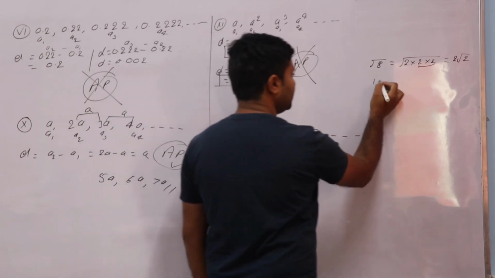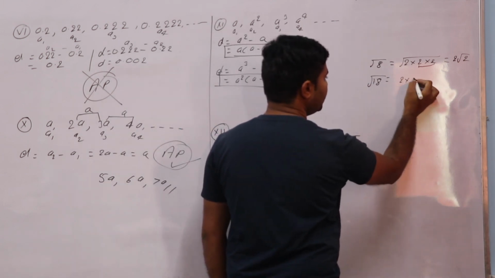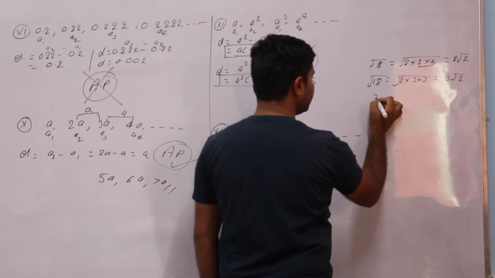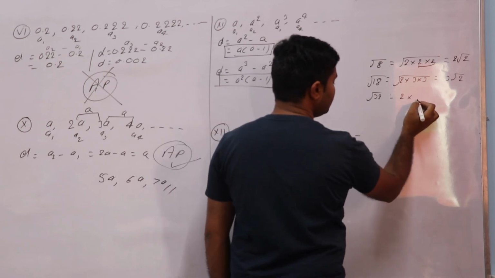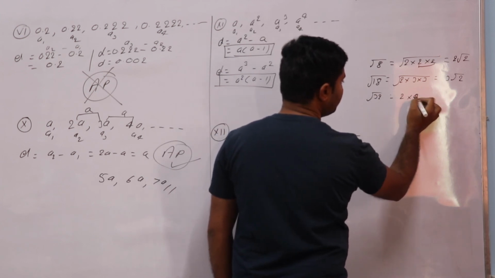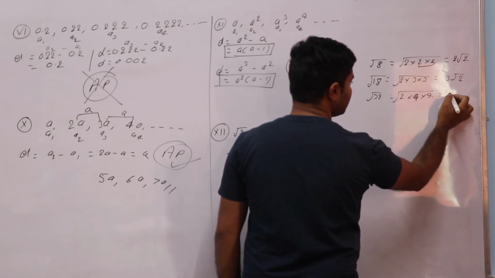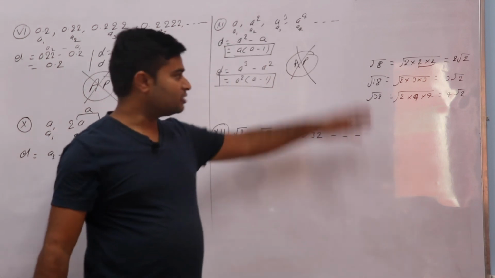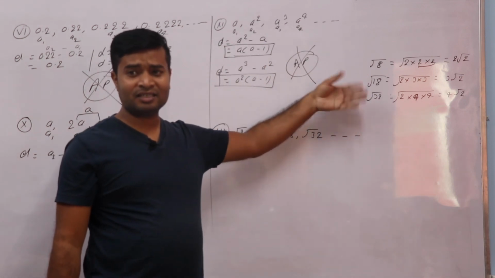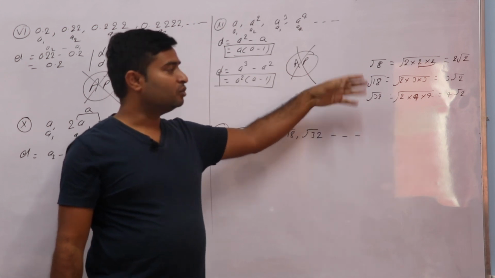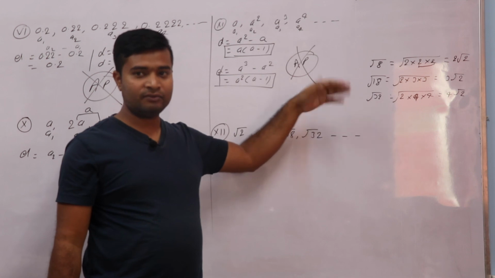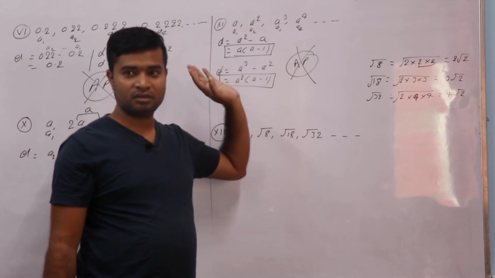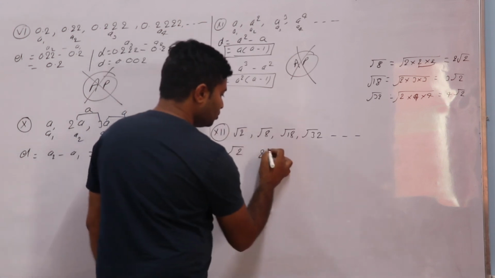Next is root 18. So 2 into 3 into 3 means 3 root 2. Next is root 32, which means 2 into 4 into 4. So 4 root 2. Getting? You should remember all these things. No need to think next time. If root 18 comes in life, directly write 3 root 2. No need to think more. Understood?